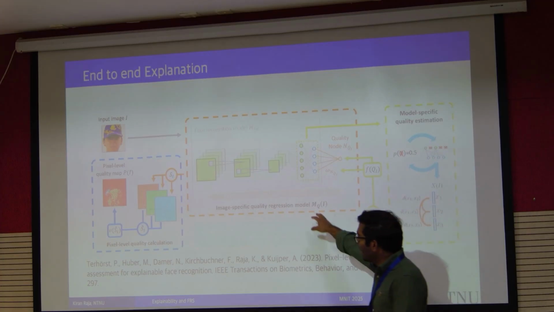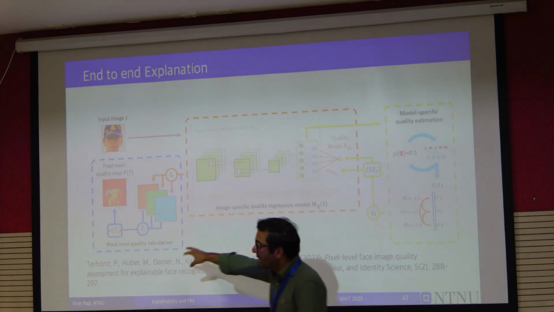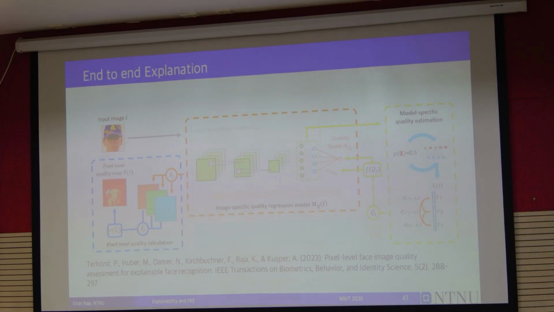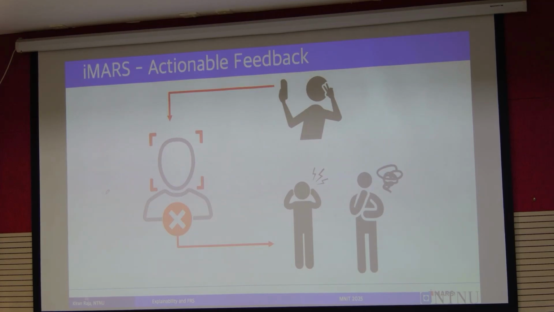So tomorrow, if a new network comes, then I have to still retrain this. It does a good job, but the downside is just that you have to retrain it all the time. On the other side, what we want is something like this: if I take a picture and the system says it is not accepting it, the user should not be completely confused. We want actionable feedback, which is the goal of these explanations.